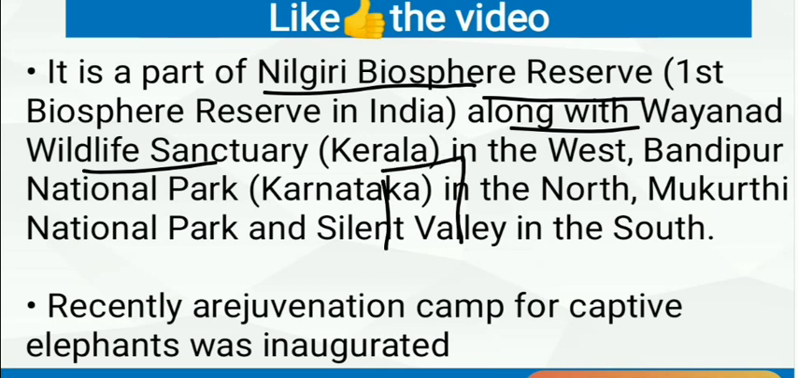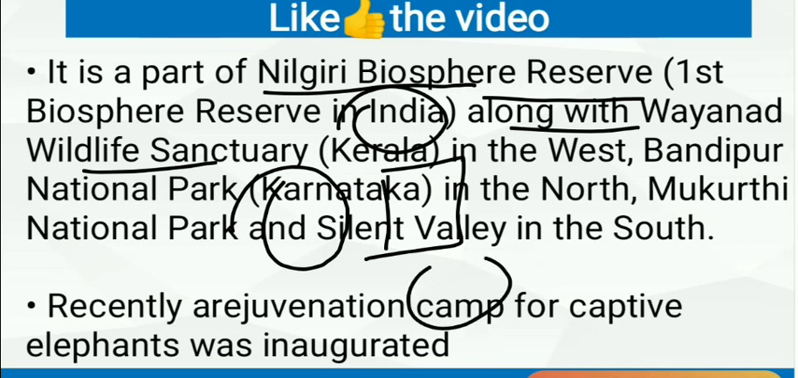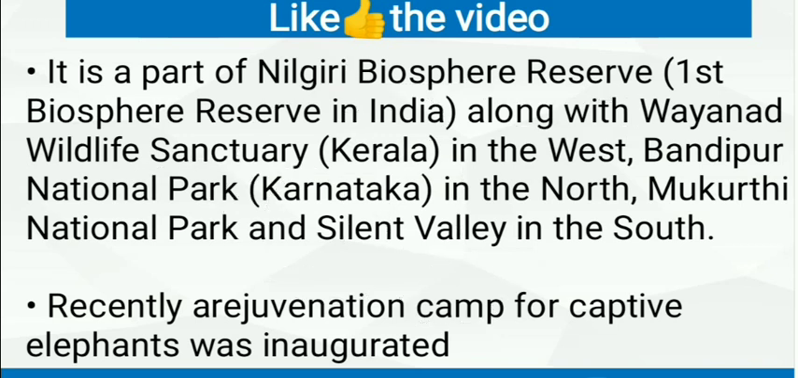Suppose here is this tiger reserve. So Wayanad Wildlife Sanctuary is in the west. Then Bandipur National Park is in the north, and Mukurthi National Park and Silent Valley in the south. So it is surrounded by these three. And why it was in news? Because recently a rejuvenation camp for captive elephants was inaugurated here.